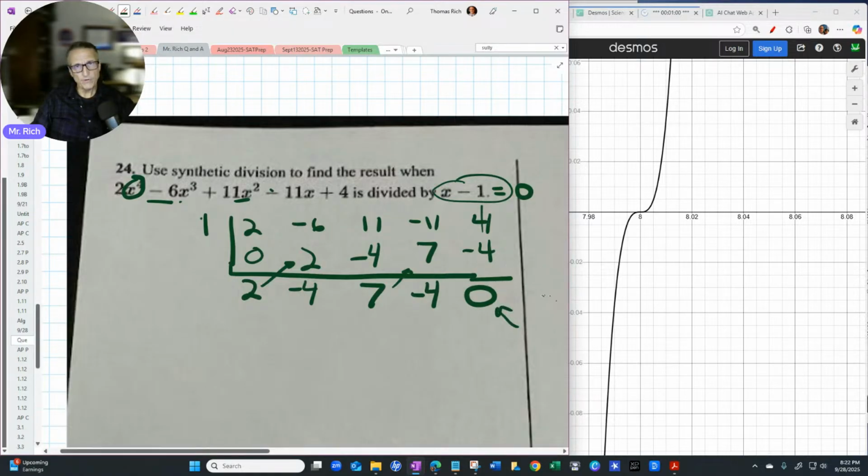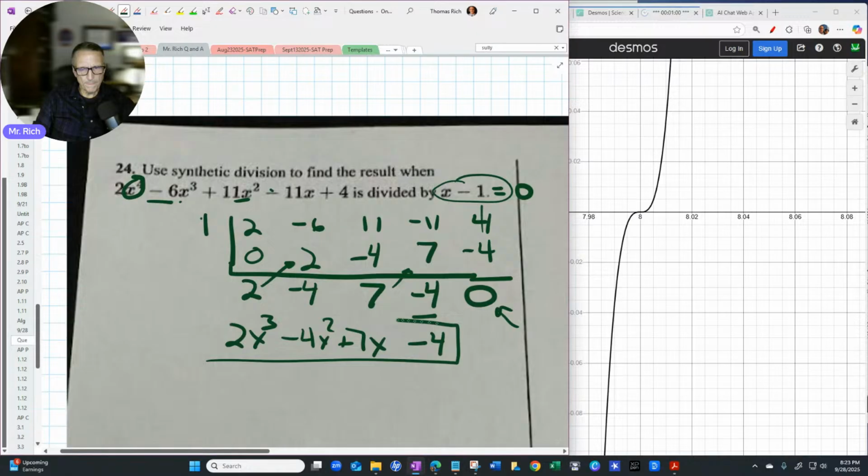This last result, when I add that last column, that is the remainder. So there is no remainder to this division problem. So what is the answer to this? Well, this is going to be my constant term, negative 4. That will be my x to the 1 term. That will be my x squared term, and that's a positive 7x. And then this would be my x to the 3rd term, so that would be 2x to the 3rd. So this is the result of taking this 4th degree polynomial and dividing it by x minus 1.